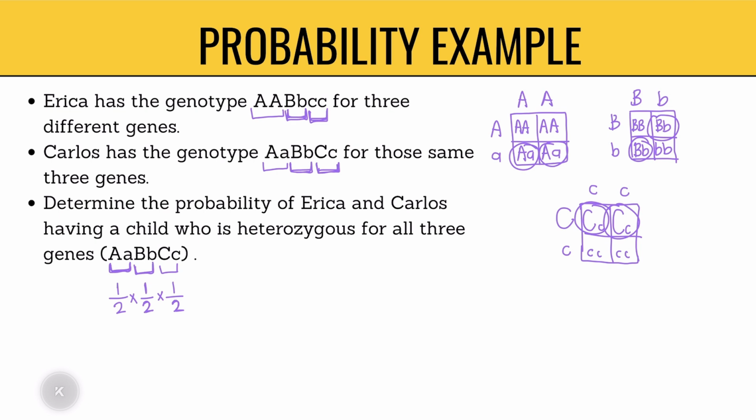So 1/2 times 1/2 times 1/2. If you don't know how to do this, you multiply all the denominators together to get your denominator and multiply all the numerators together to get the numerator. So 1 times 1 times 1 is 1. 2 times 2 is 4, and then 4 times 2 is 8. So in this case, there is a 1/8 chance of Erica and Carlos having a kid with these specific genetic combinations for their alleles.